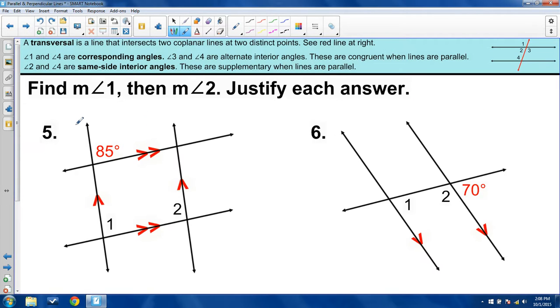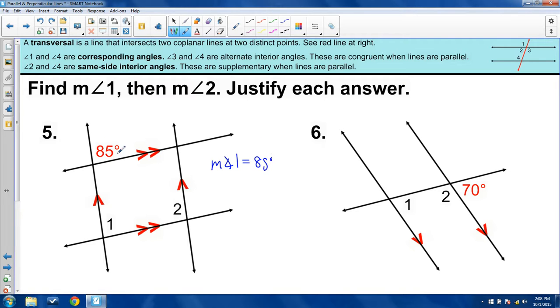Let's do a few more. Numbers 5 and 6, same idea. Now we have two sets of parallel lines in this one. Angles 1 and 2 are same side interior angles with each other, with this set of parallel lines and this transversal. So I can figure out the measure of angle 1 by looking at this 85 right here because I have this set of parallel lines. 1 and 85 are corresponding angles and they are congruent. So the measure of angle 1 is 85 degrees.